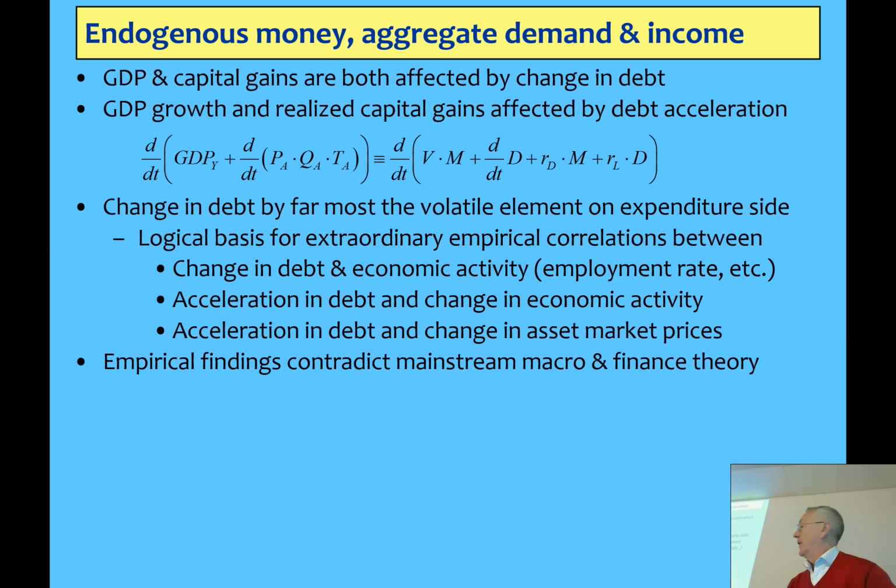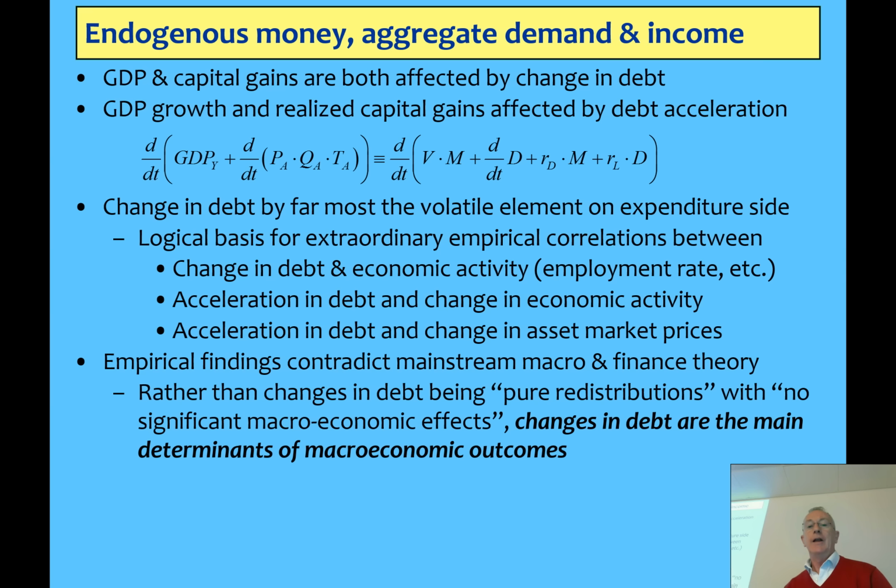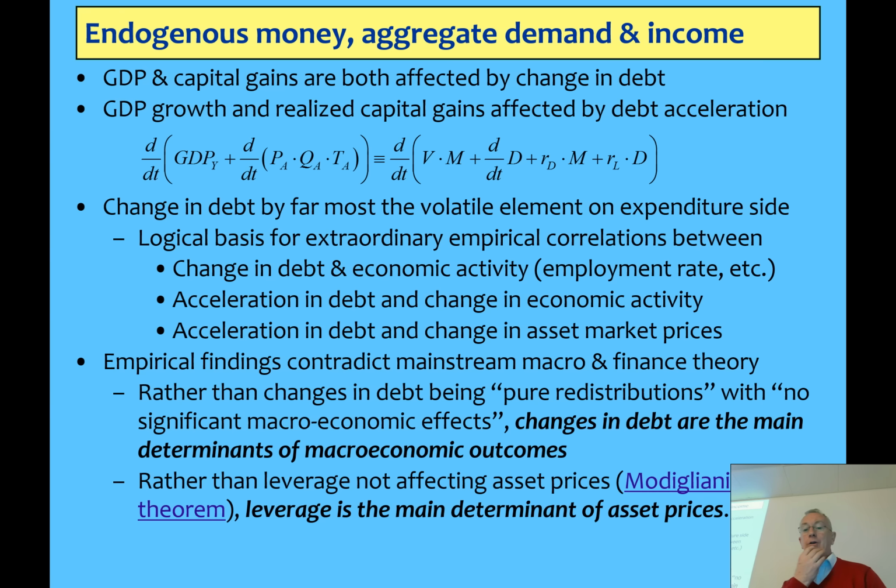And this all contradicts mainstream finance theory as well. Mainstream finance theory tells you there's no relationship between levels of leverage and levels of asset prices. Technically speaking, that's completely wrong. Look at the empirical data and you find enormous correlations there. In fact, they're the main determinant of both asset prices and what happens in the macroeconomy. So once you integrate this properly, you throw out conventional finance theory as well.